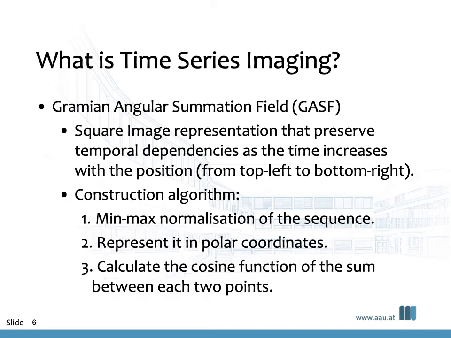The first representation is called Gramian angular summation, and it gives as an output a square image representation that preserves temporal dependencies as the time increases with the positions from the top left corner of the image to the bottom right corner. The construction algorithm goes through three steps. It starts by first doing a min-max normalization of the sequence, then representing it in the polar coordinates, to finally calculate the cosine function of the sum between each 2 points and encoding this in a matrix.